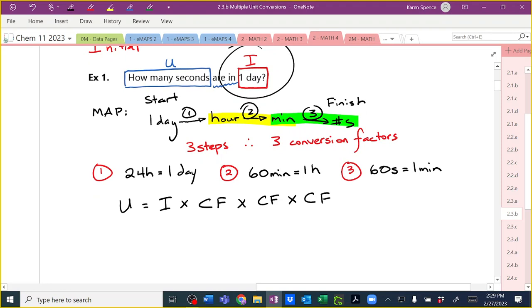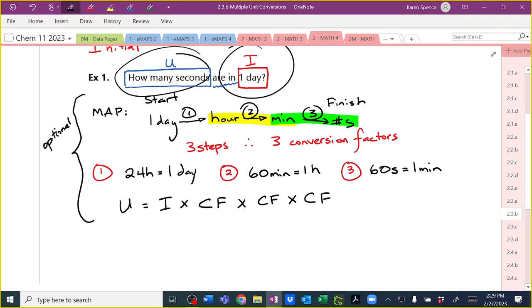It is optional. All of this bit here is optional in terms of what you get marked on. Like, you don't have to write any of the map. You don't have to write your conversion factor. You don't have to actually circle your unknown. You don't have to circle your initial quantity. But these are things that might be helpful for you. If you find them helpful, use them. If you don't, the only thing you need to write is what we're going to write next. Okay? So this is the part that is not optional.